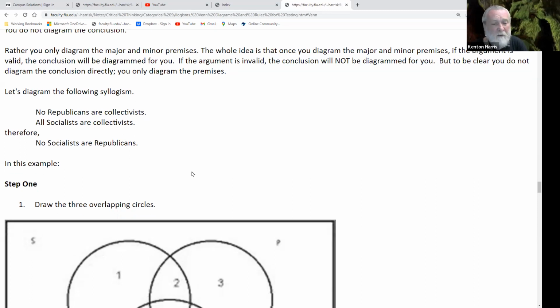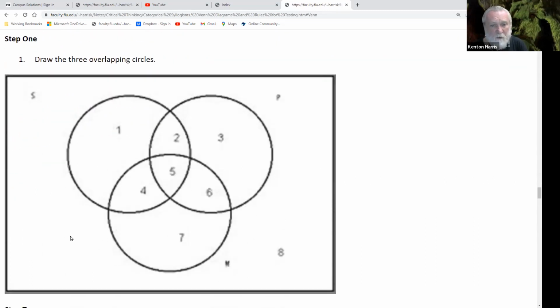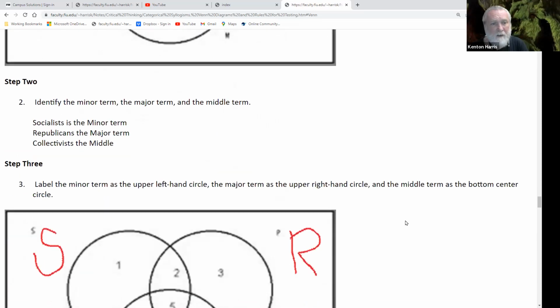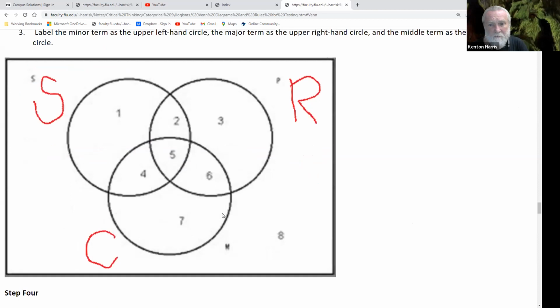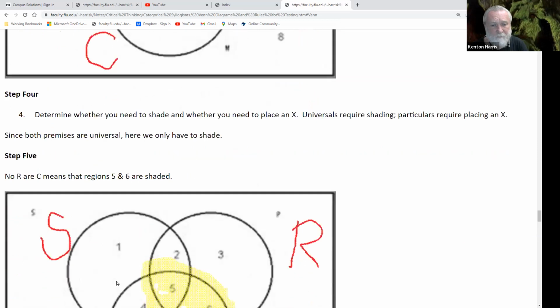But what we're doing here now is diagramming. So first we draw our circles, circle 1, circle 2, circle 3, minor term, major term, middle term. Then we identify them: socialists, Republicans, collectivists, right? So those were the terms in our argument, okay?